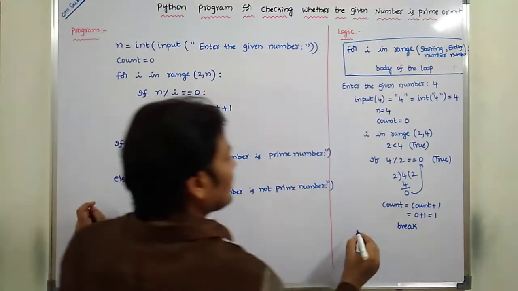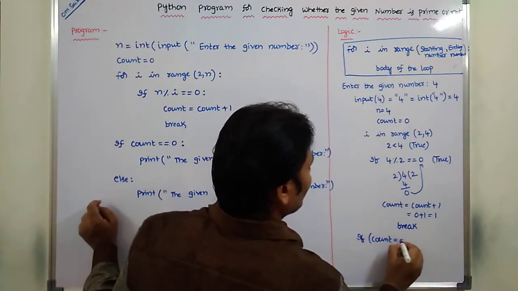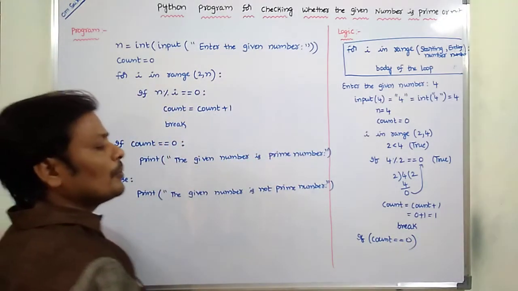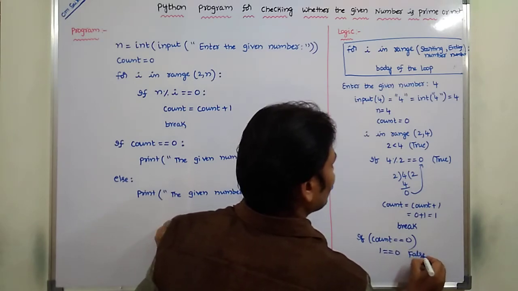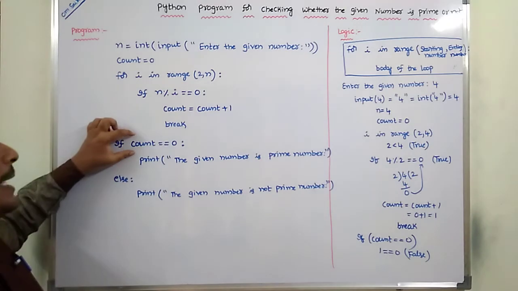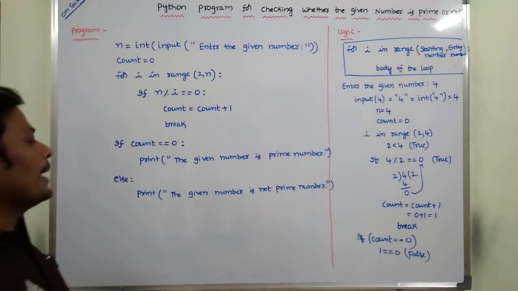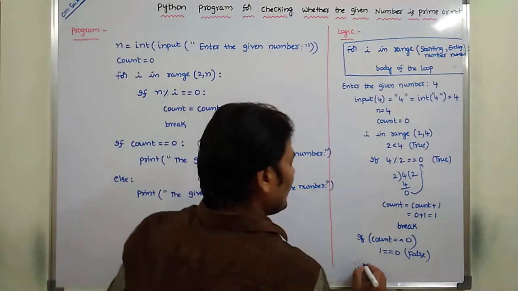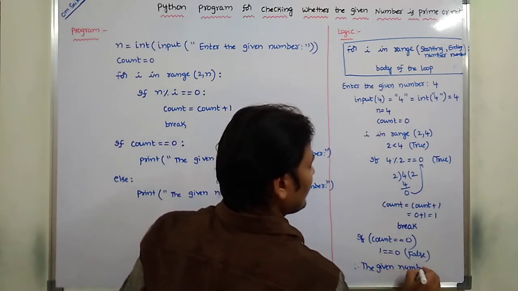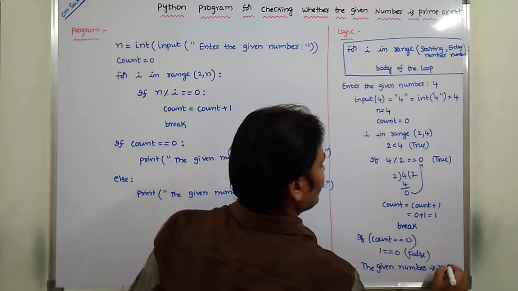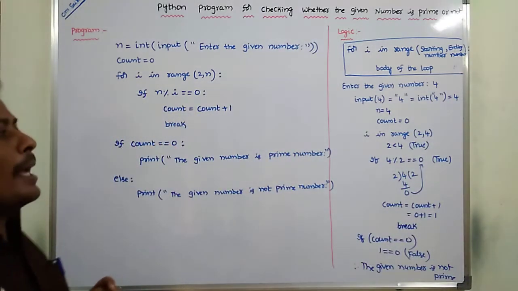After the for loop, what is the statement? If count is equal to 0. Is the count value 0? No, the count value here is 1. 1 is equal to 0 is false, so this condition is false. Then go to the else block. In the else block, the statement is: the given number is not a prime number. So the given number 4 is not a prime number.